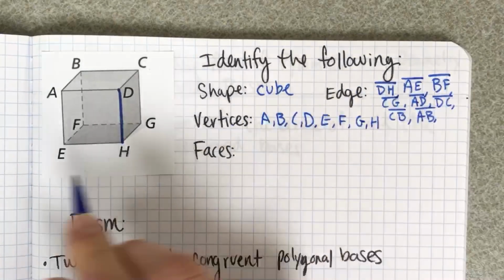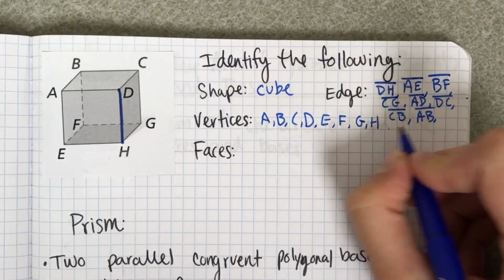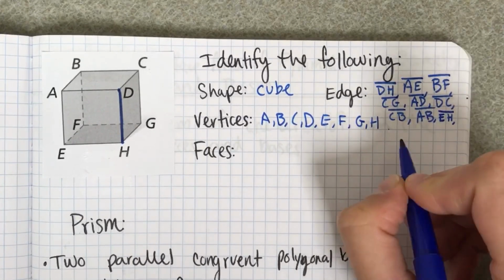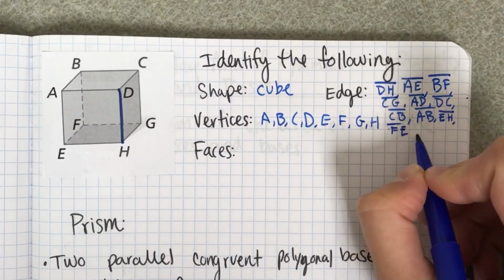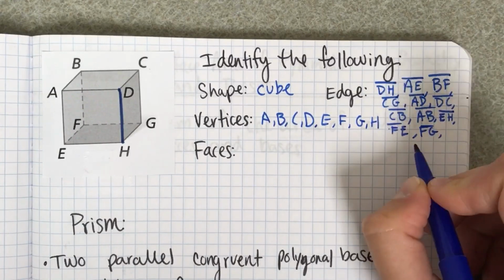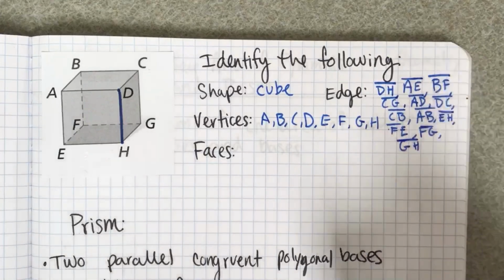Okay, and now let's do our edges for the bottom. So we've got EH, FE, FG, and GH.